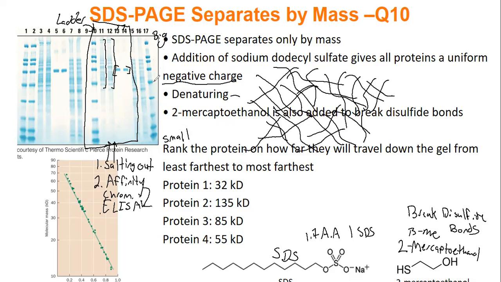Don't get this confused with gel filtration. Gel filtration is the opposite. Big proteins come out first, small proteins come out last. SDS-PAGE, small come out first, big come out last.